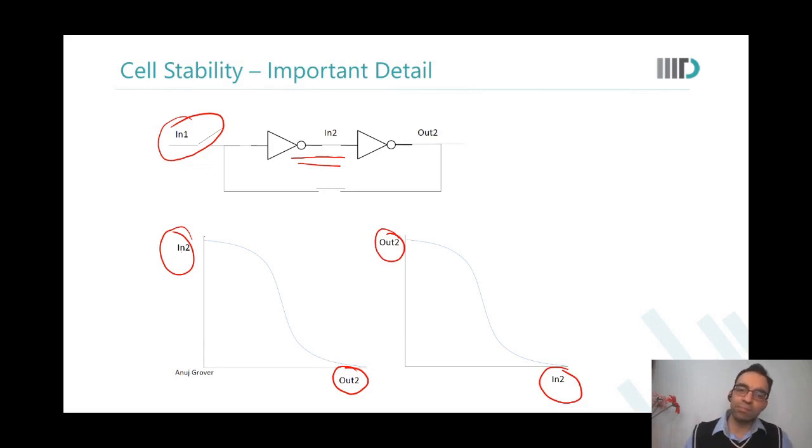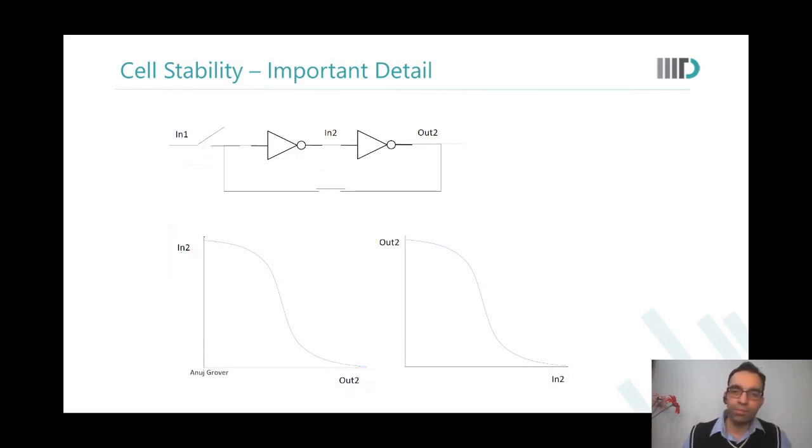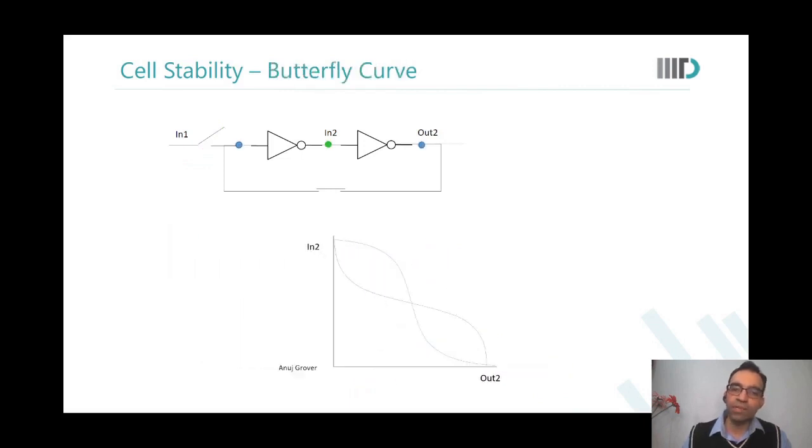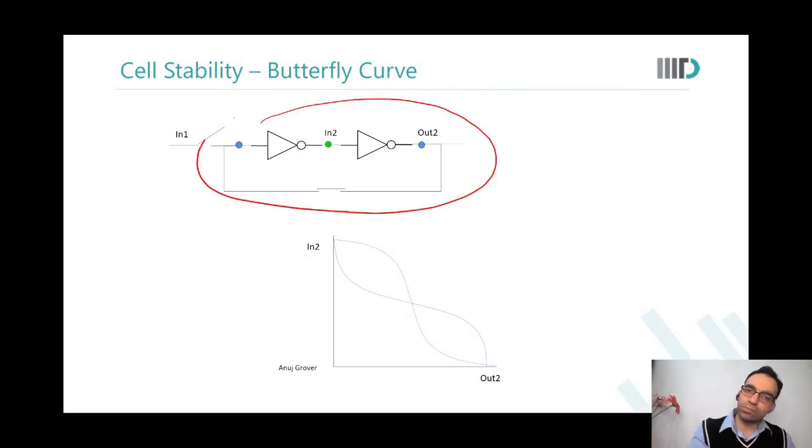And if I merge them one over the other, what would happen? They would simply come one over another, and what you would have is a butterfly curve. So the transfer function of this latch is a butterfly curve. Are you able to see this? Yes, sir.